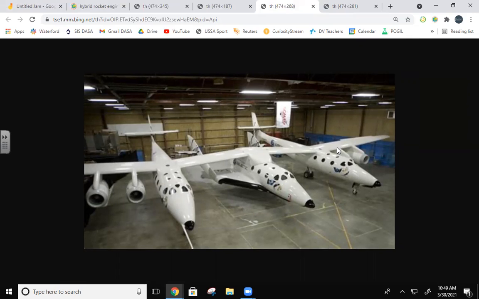We've come a long way since the Wright brothers. Yes, we have. So pretty cool. Okay, so those are the 3 major types of chemical rocket engines. I'm going to leave it at that today.